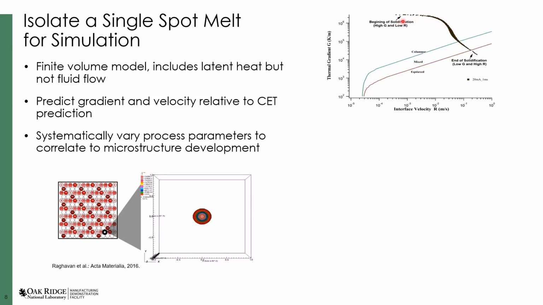You can see here this kind of characteristic pattern where at the beginning of solidification, near the edge of the melt pool, we have high thermal gradients and low velocities. And at the later stages of solidification, we dip down into this equiaxed regime and start to have these higher velocities and lower gradients.